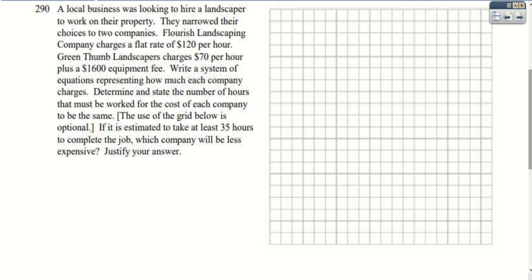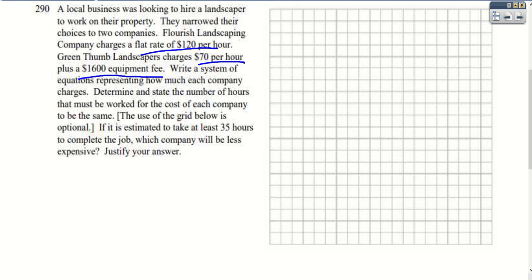So $120 per hour flat rate. The other one is $70 per hour plus a $1,600 fee. Write a system of equations to determine the number of hours that must be worked for the cost of the companies to be the same, and graph it on the grid below. It is estimated to take at least 35 hours to complete the job. Which company will be less expensive? Then justify your answer.